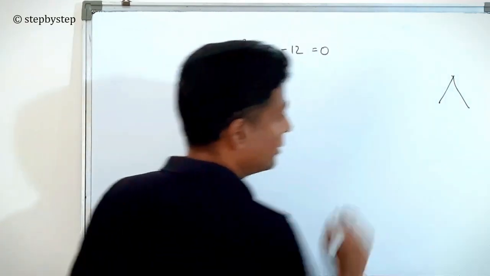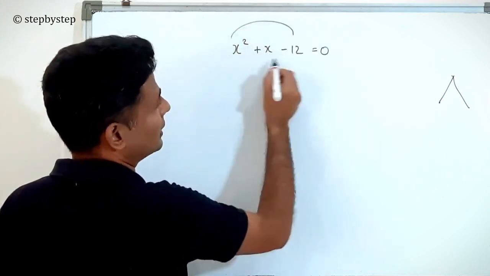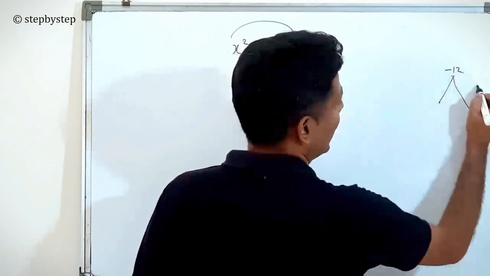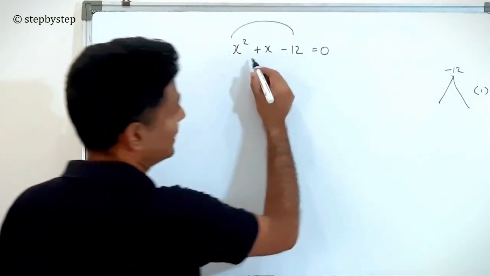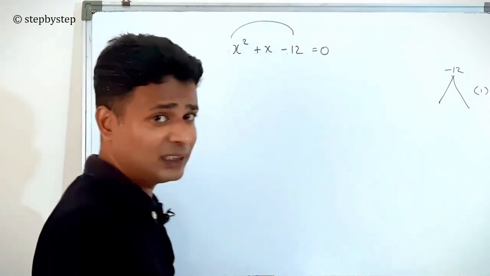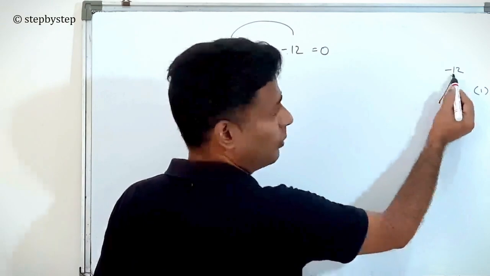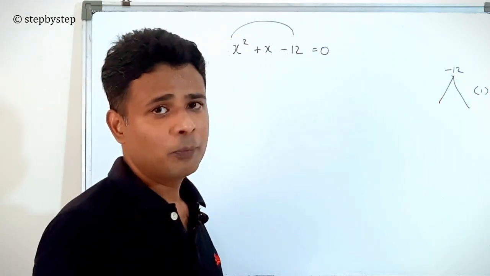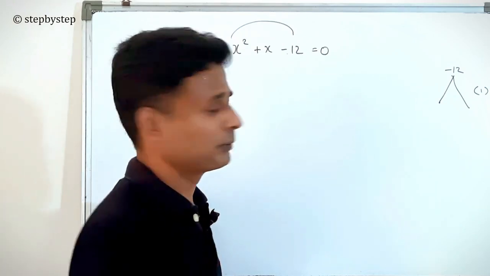Now I draw this. First term into last term. First into last, minus 12 into 1, which means minus 12. And in the middle it is just x, which means it is 1x, right? So the number in the middle is 1. Now what do we need? Two numbers which when you multiply you get minus 12 and when you add you get 1. Pause the video, think of any two numbers and then check if it is correct.